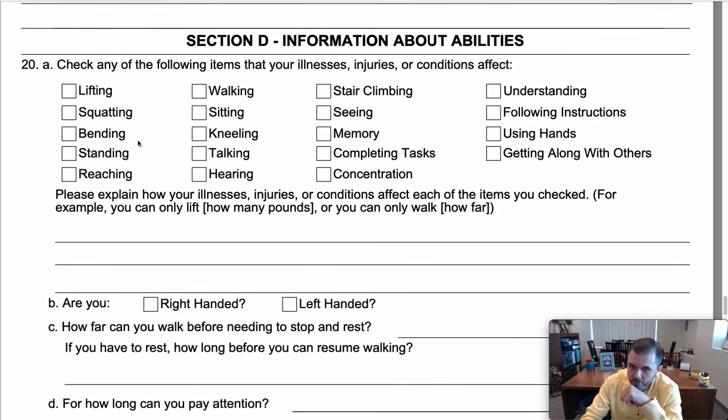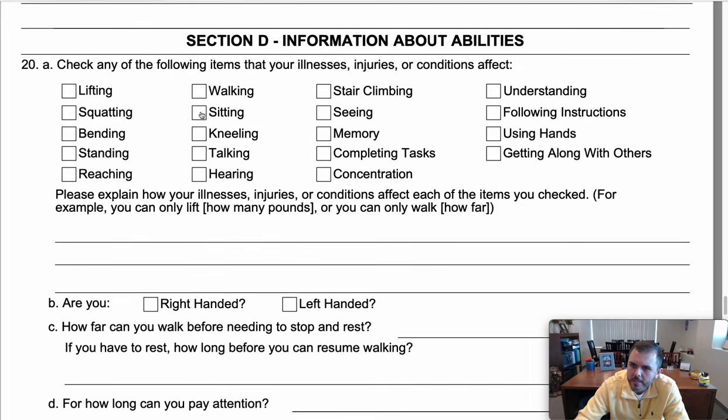Walking. If you checked standing, then you'll want to check walking. They go hand in hand. Sitting, you may think you can sit for a long time. Well, what Social Security has in mind is an office chair. We're not talking about a recliner. We're talking about a straight back office chair or a kitchen chair, like the ones you see behind me.